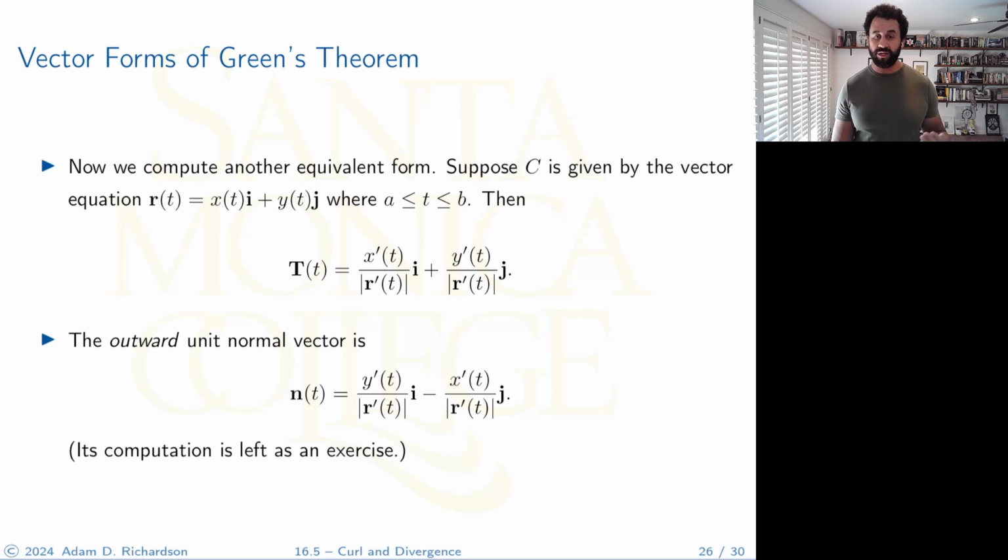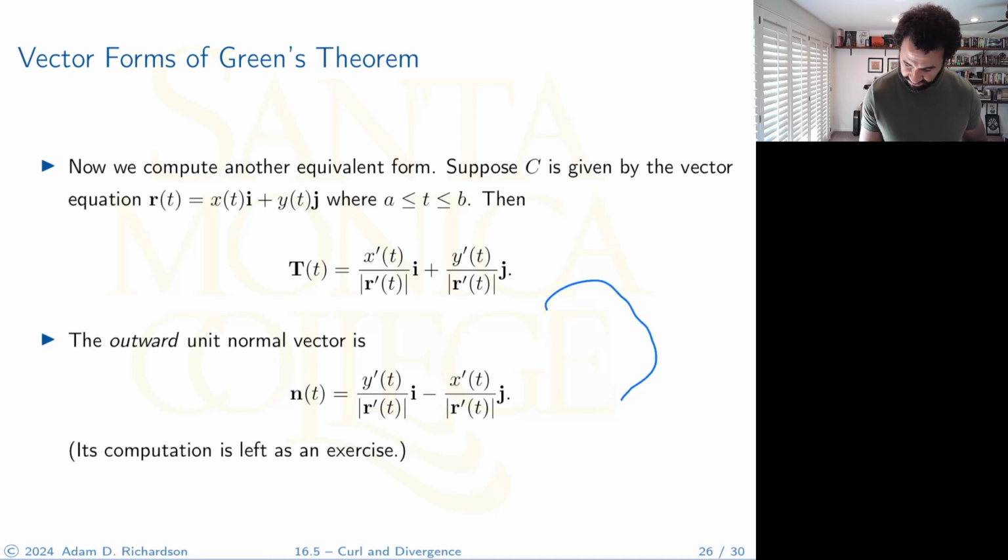Then the outward unit normal vector is given by this lowercase n. And this is the normal vector, but it's pointing in the outward direction. You might remember that the normal vector given by capital N points in the inward direction. This one is pointing in the outward direction. So I want you to note here that these components are switched and the sign is changed. So if you've got some curve, right, this vector is pointing out instead of in. I'll just leave it at that. You can verify that on your own. That computation is left as an exercise, but that's what it is.